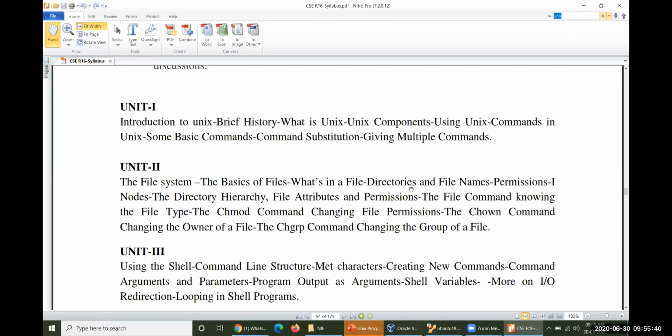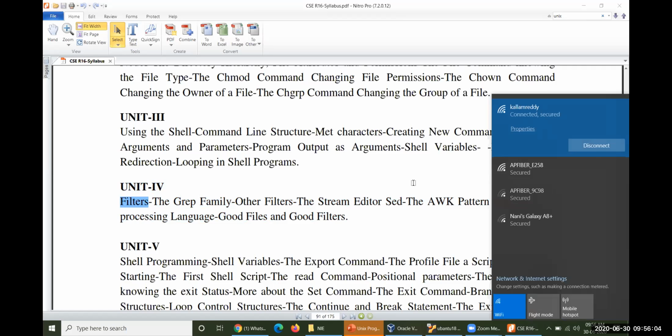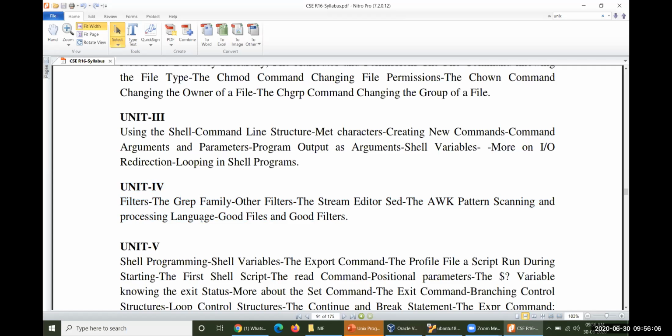Yeah, we are running with unit number 4, and we are trying to discuss this particular unit here, the grep filters. Different kinds of filters already we have seen. More and more filters are also available with us in our Unix operating system. So let us see what are those different kinds of filters which are available with us.